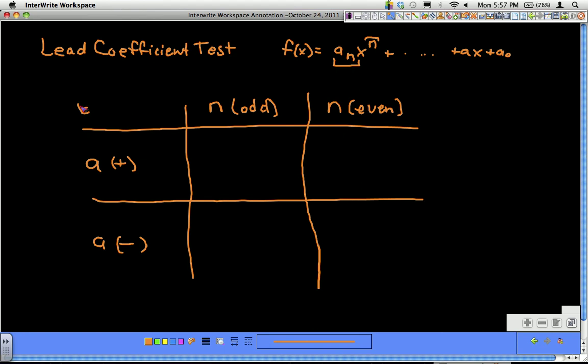Now what we're going to look at is what they call end behaviors. In other words, what's happening on the left and right side of each of these graphs.